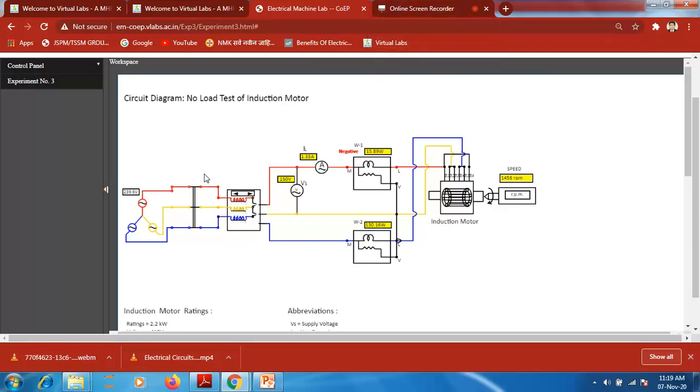So guys, try it at your home. Okay, this is a very interesting part.